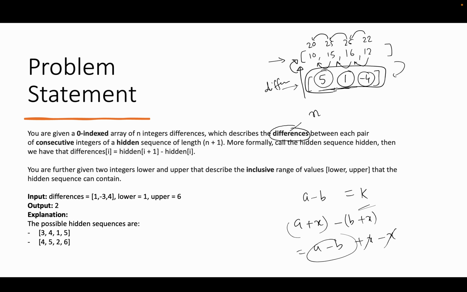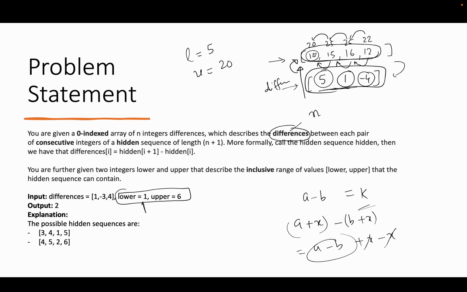But to limit that, we are given two extra values, lower and upper. So all the values in this original hidden array, if you look at individual values, they can take a minimum value of lower and maximum value of upper. So let's say now we are limited that lower is let's say 5 and upper is 20.